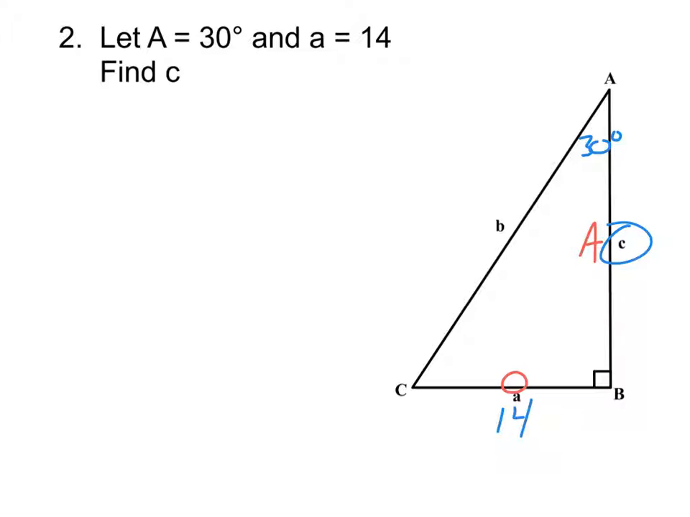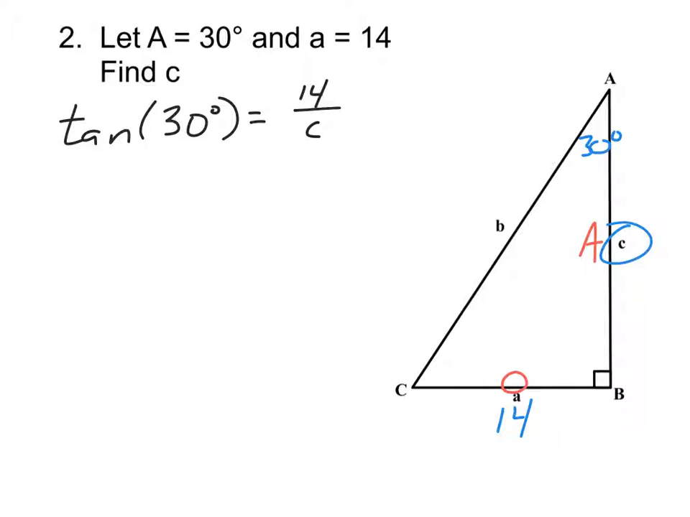So then, in my work, I write tan of the angle. Remember, it's always of the angle, whatever that happens to be. So tan of 30 equals, and tangent is opposite over adjacent. So that means I got to put the opposite on top. The opposite here happens to be the 14. And the adjacent goes on the bottom. The adjacent here happens to be lowercase c.